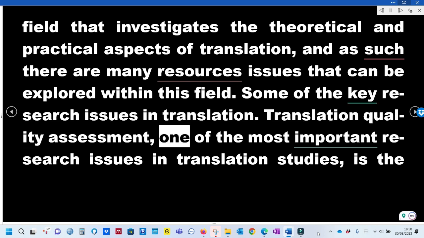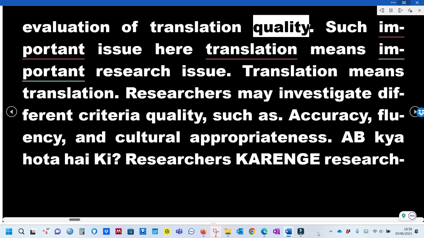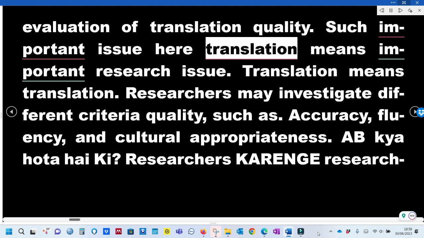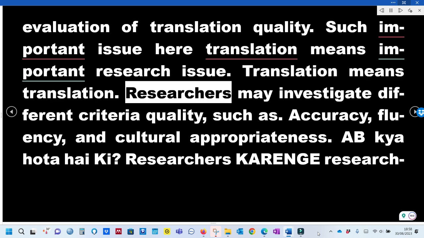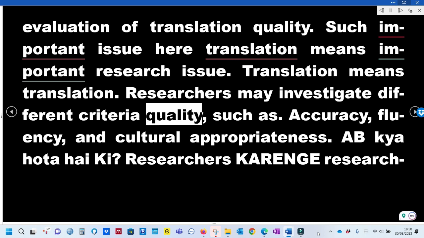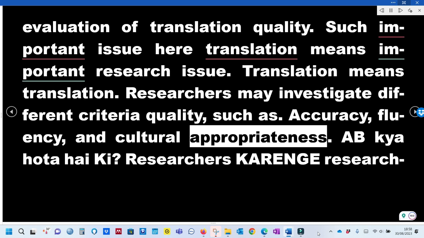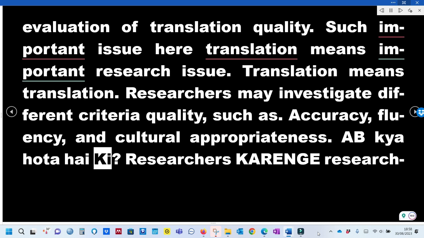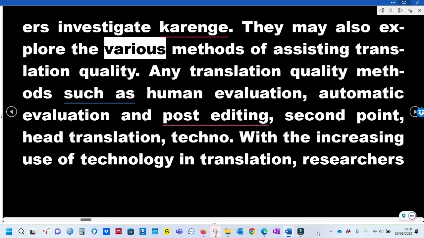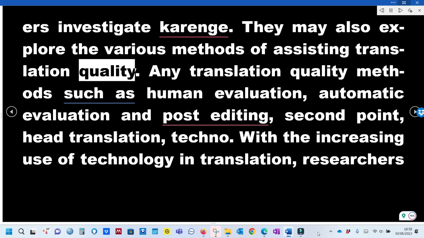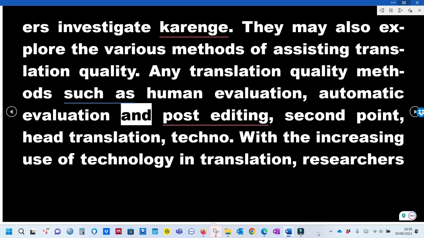Translation quality assessment. One of the most important research issues in translation studies is the evaluation of translation quality. Researchers may investigate different quality criteria, such as accuracy, fluency, and cultural appropriateness. They may also explore the various methods of assessing translation quality, such as human evaluation, automatic evaluation, and post-editing.